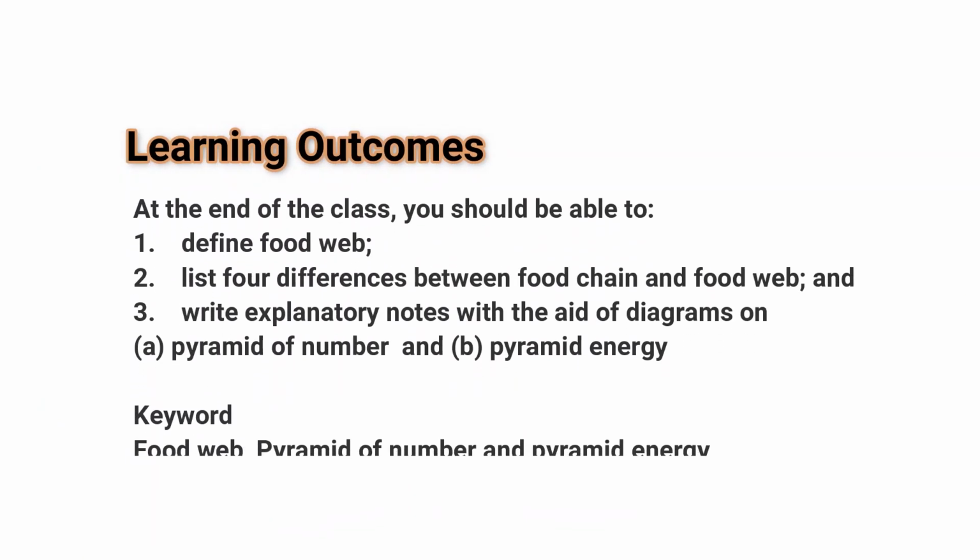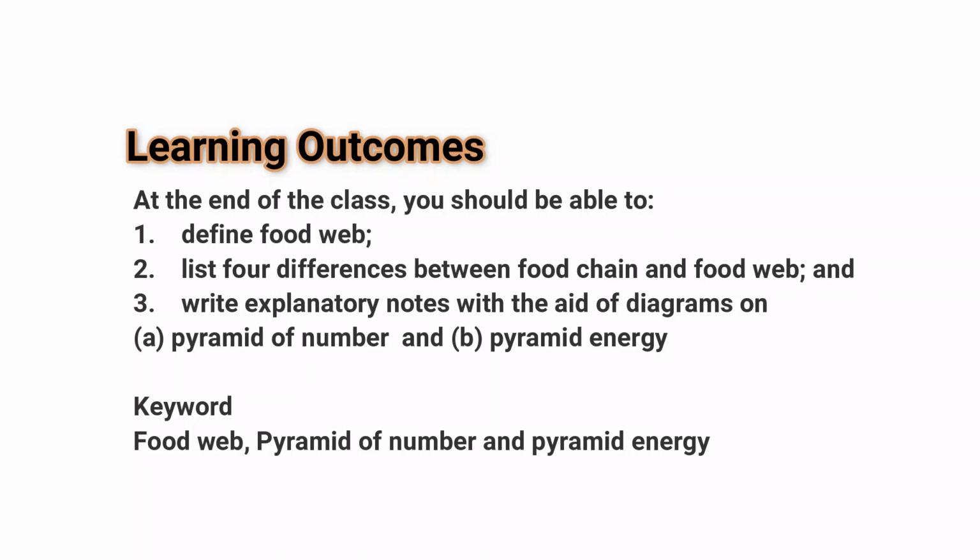At the end of the class, you should be able to define food web. List 4 differences between food web and food chain. Write explanatory notes with the aid of diagrams on a pyramid of number and a pyramid of energy. Our keywords for today are food web, pyramid of number, and pyramid of energy.